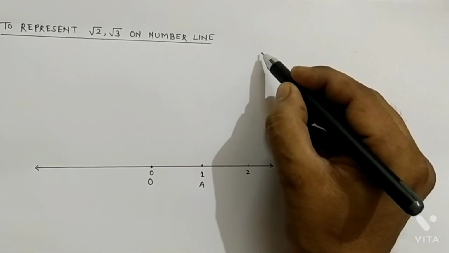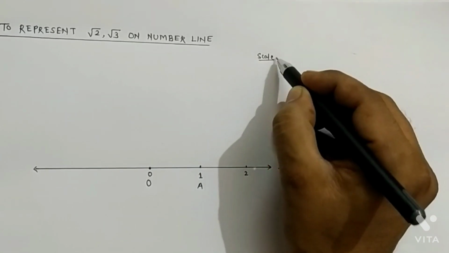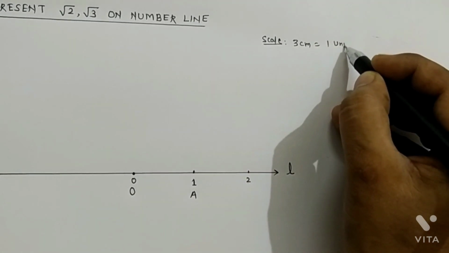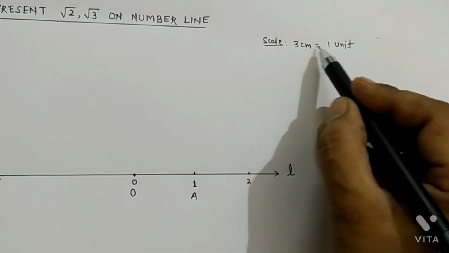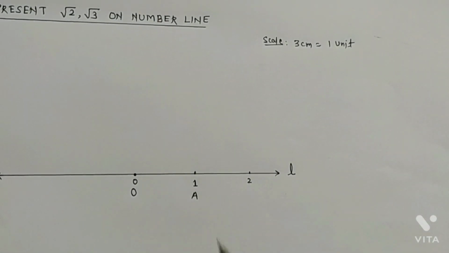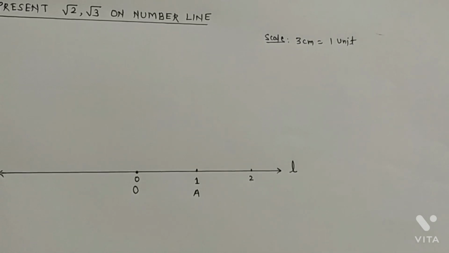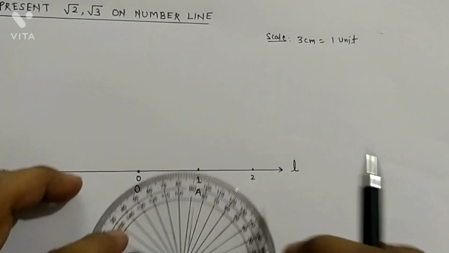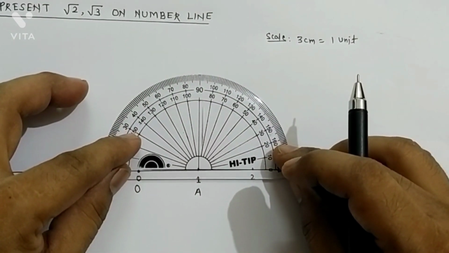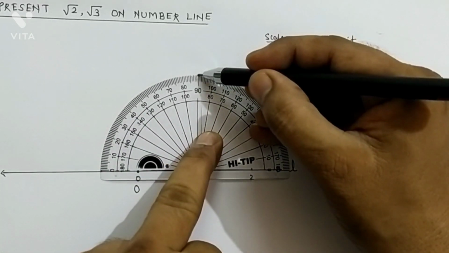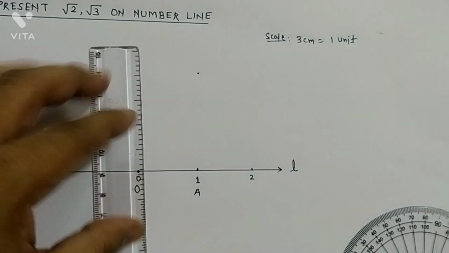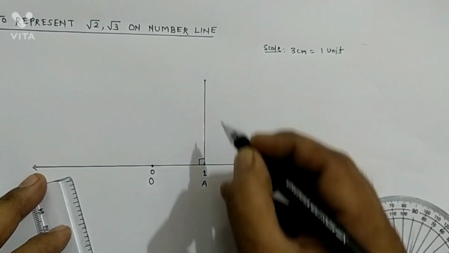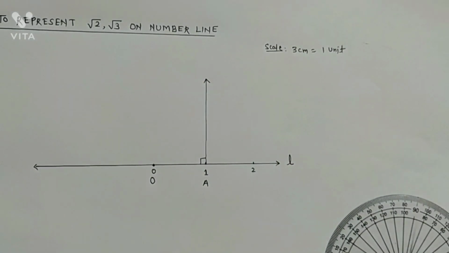This is 1 unit. Name this as point A. Here we have taken the scale 3 centimeter equal to 1 unit. Next step, at this point A, you are going to draw a perpendicular. Take the protractor and draw a perpendicular at this point.